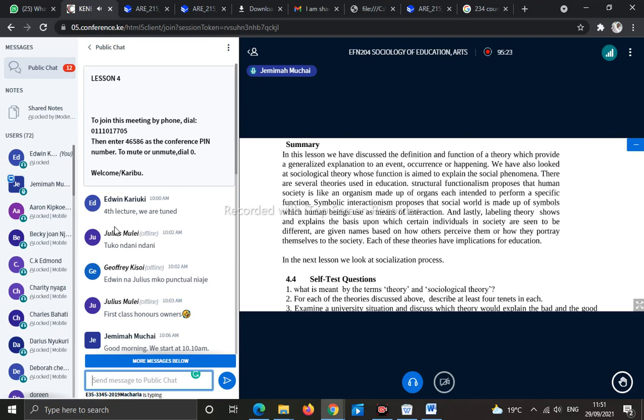There are people who are requiring a physical one. I wanted to make this physical, but I was not able. But nitajaribu. Group work itakuja towards the end of the semester.